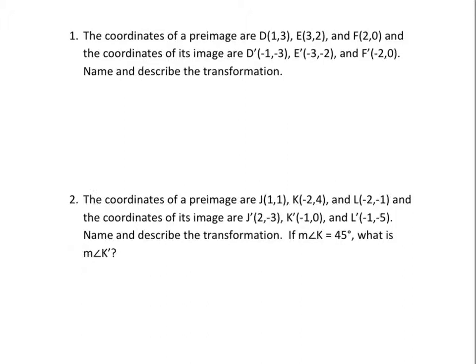So let's see if the gray shows up. The coordinates of the pre-image are D(1, 3), E(3, 2), and the last point is (2, 0). Basically we need to graph this and name and describe the transformation. I'll do the coordinates of the pre-image first. There's our pre-image. And the image has the coordinates (-1, -3), (-3, -2), and the last point there. So we've got the pre-image here, the image there.